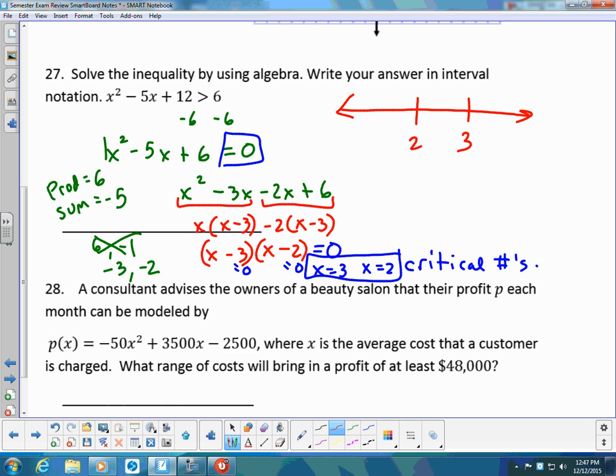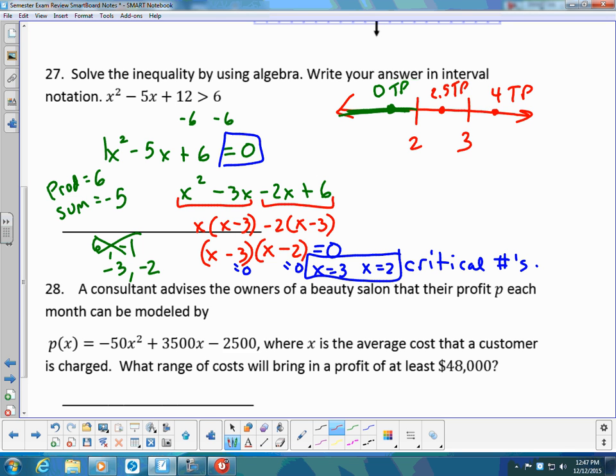There's 2, there's 3. I'm going to pick some test points because those two critical numbers are splitting my number line into 3 regions. This region that's over here, and I'm going to pick, let's say, 0 as a test point here, and I need a point that's in between 2 and 3, so let's do 2.5 as a test point, and I need something that's over in this region here, like let's say 4 as a test point.